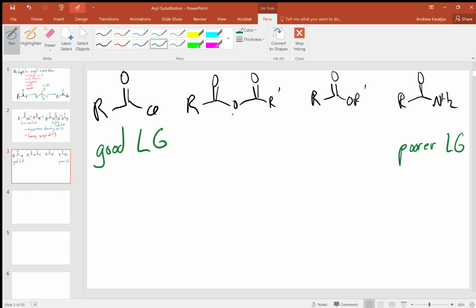The anhydride, we have the leaving group here, which is essentially a carboxylate. So it's a resonance stabilized leaving group, also a good leaving group. And then from the ester, we have the OR minus, which is again going to be a much poorer leaving group.